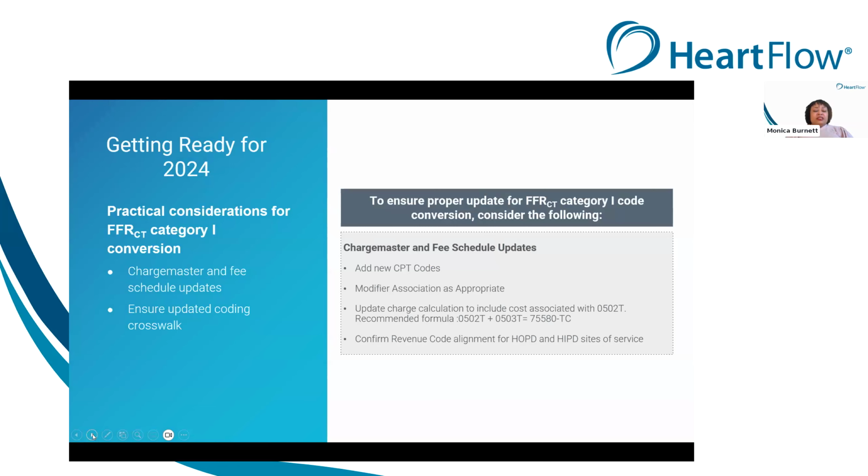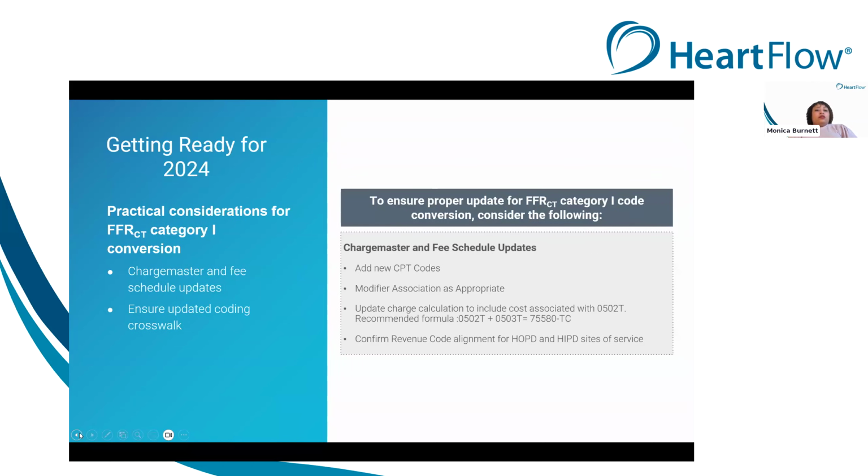Sure, thank you, Cara. Advance slide. So we're going to talk about the practical considerations that you need to have as you prepare your systems for the code transition to Category 1. Advance slide, please.